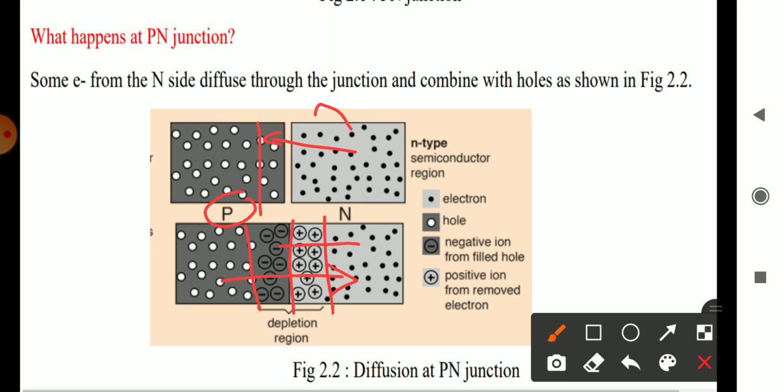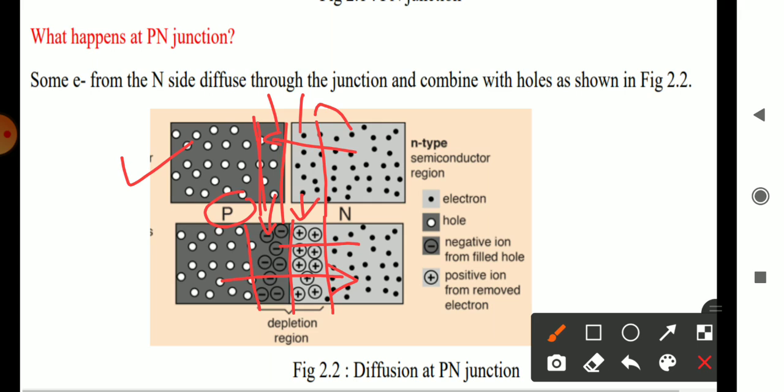So what we can say before this one, as you refer to the above picture, here we have holes, but those holes are depleted and converted into negative ions. Here we have electrons, but those electrons are depleted and converted into positive ions. So depletion is nothing but a vanishing. The vanishing process occurs at that place. For that reason we are calling it a depletion region.